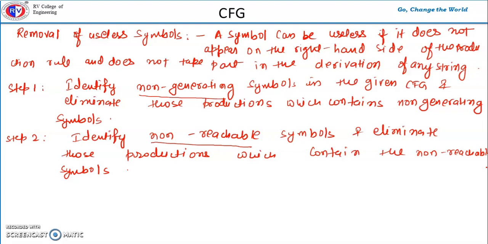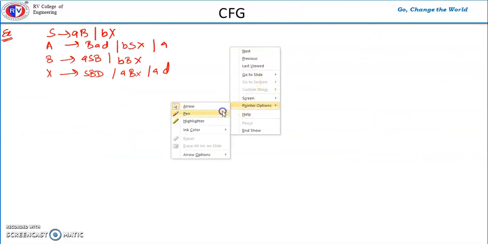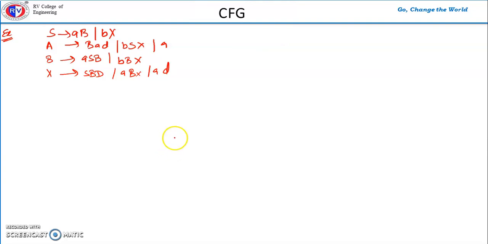Okay, so let's take one example. Here in this example, we have the non-terminals S, A, B and X, and these are the productions for S, A, B and X. Here V is S, A, B and X, and the terminals are a, b and d. So now the first step is to find the non-generating symbols.